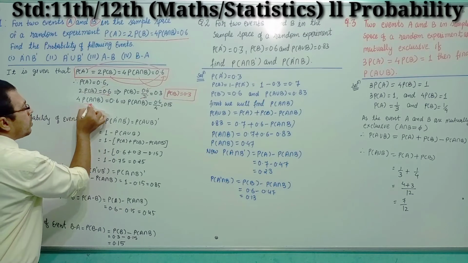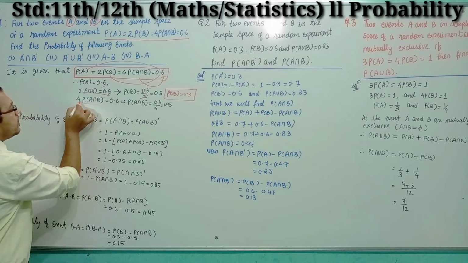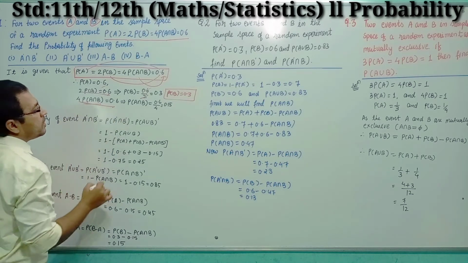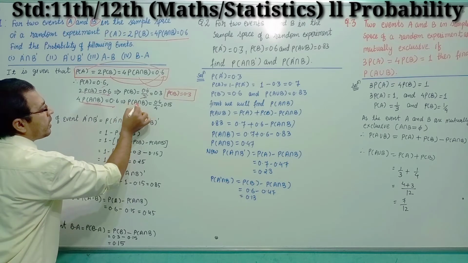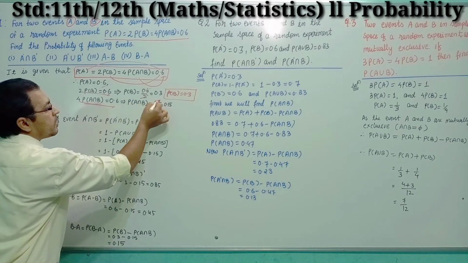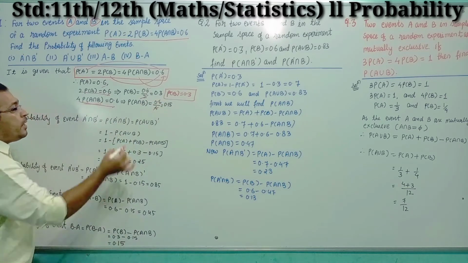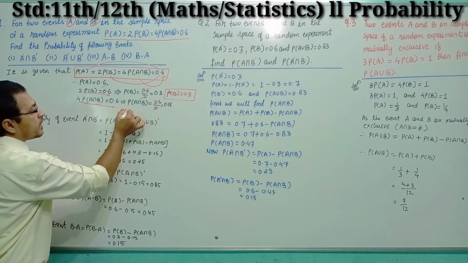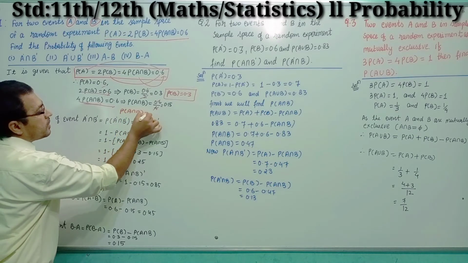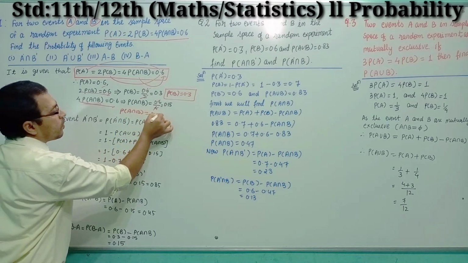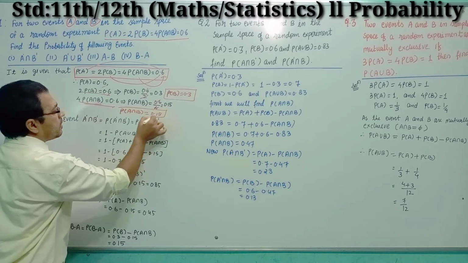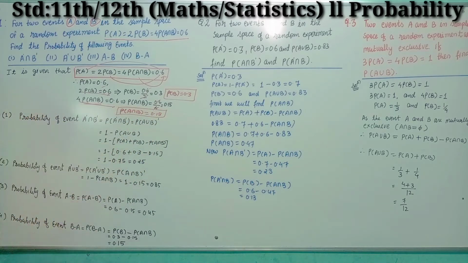Right students? Okay, now 4 times P of A intersection B is 0.6. We want to find out only P of A intersection B, so 4 goes to the denominator. P of A intersection B is equal to 0.6 by 4. By cancelling these, we get P of A intersection B is equal to 0.15. Right?